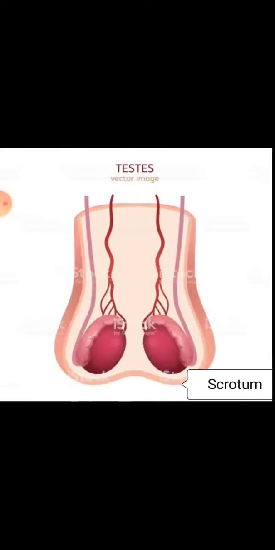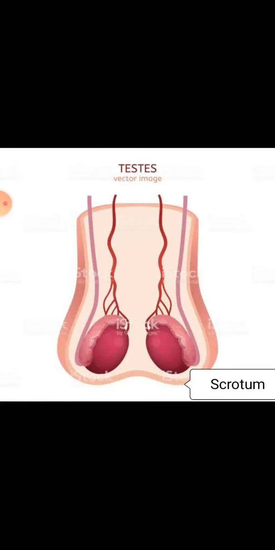Now, testes or the male reproductive glands. Males also have a pair of organs called testes, one each present in scrotum. They release the male sex hormone called testosterone that controls reproductive behavior, growth and development. Here is the summary of the information about the glands with their location, secretion and function.